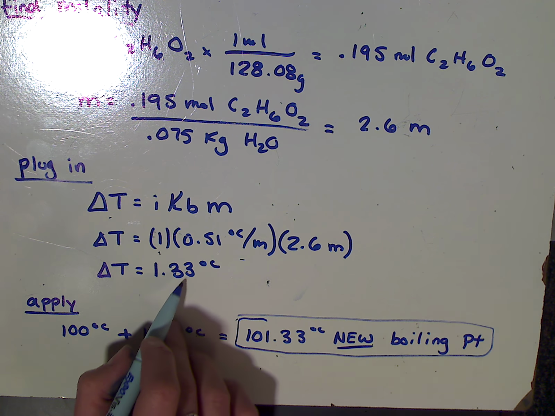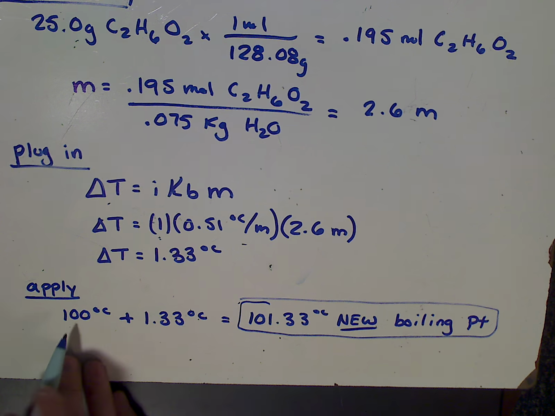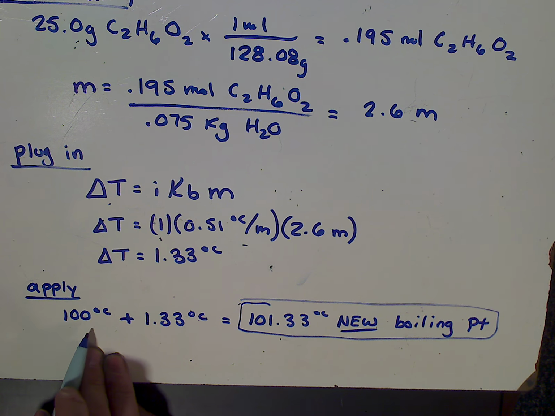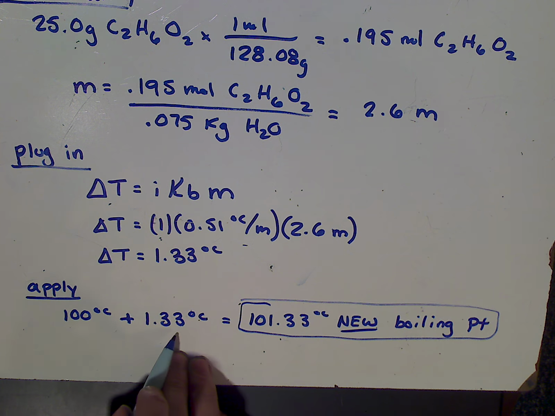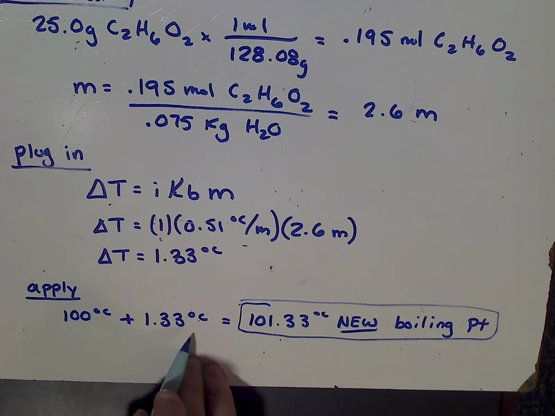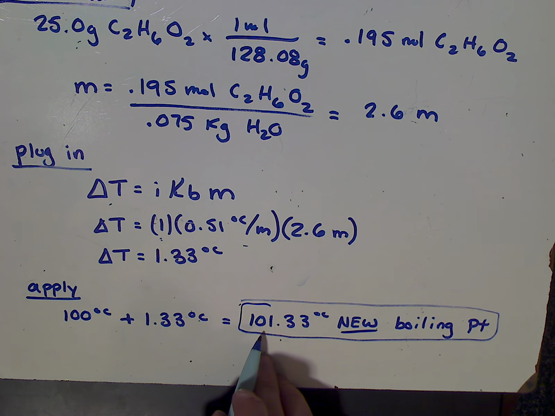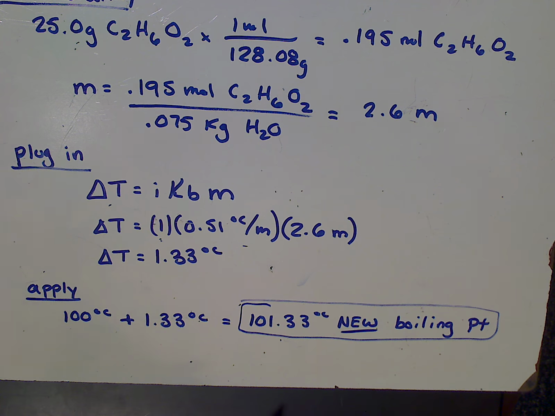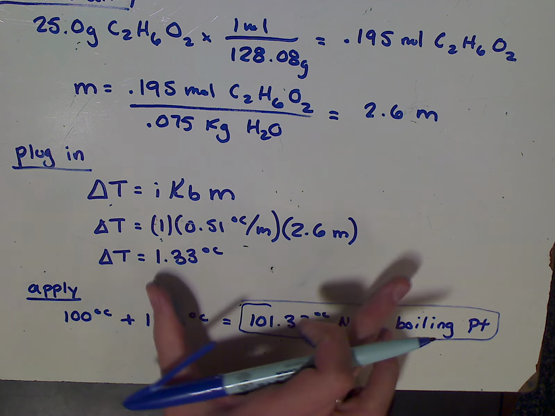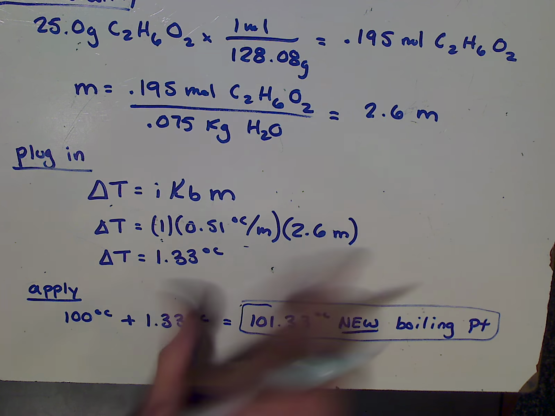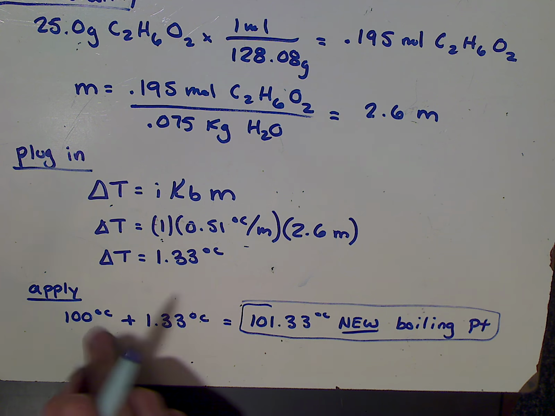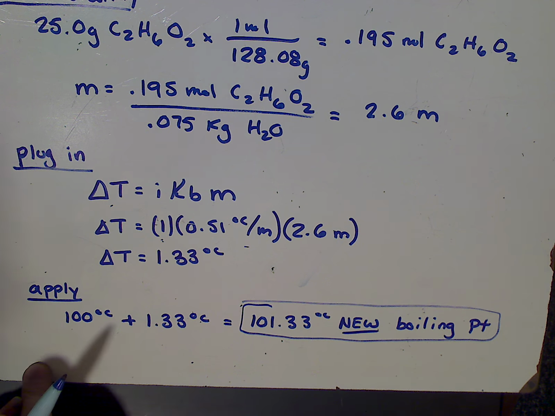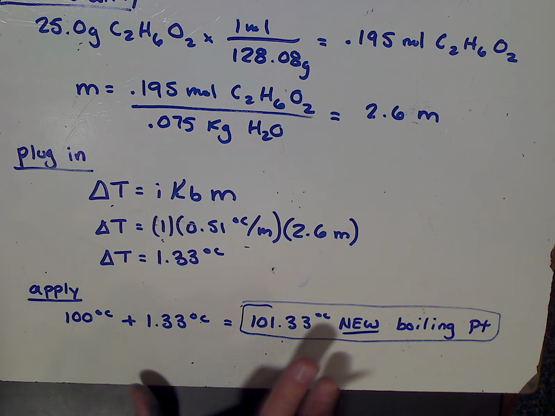So this means that we're going to apply it. That's our next step. The initial boiling temperature of water is 100 degrees Celsius. So we're applying our change, so we're going to add that 1.33 degrees Celsius, and our new boiling point is 101.33 degrees Celsius. That's our new boiling point. Just remember, if you're calculating boiling point, you are adding to the original boiling point of your solution to find the new one. So that's boiling point elevation.